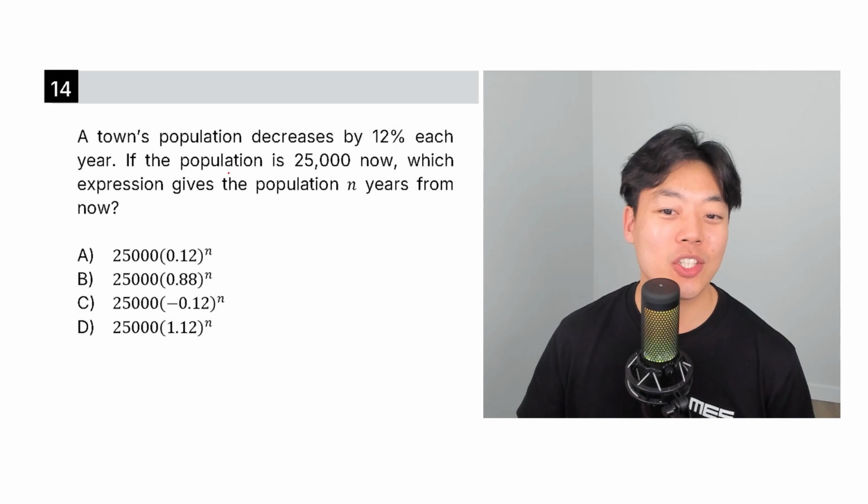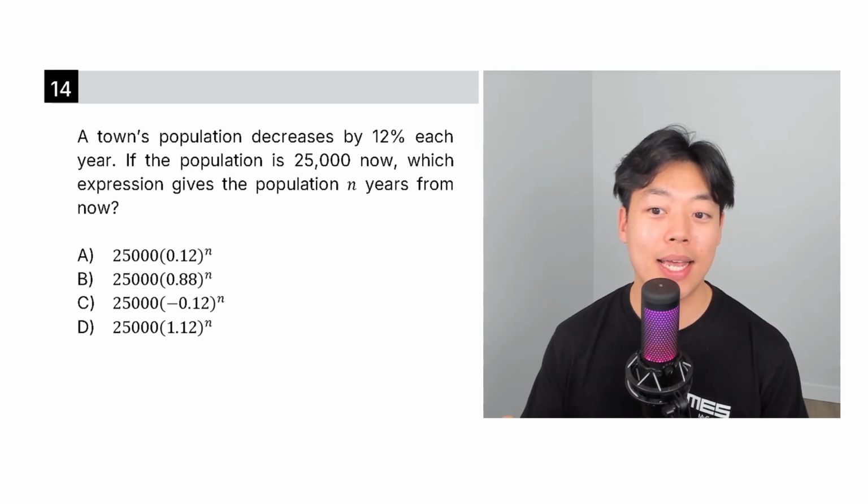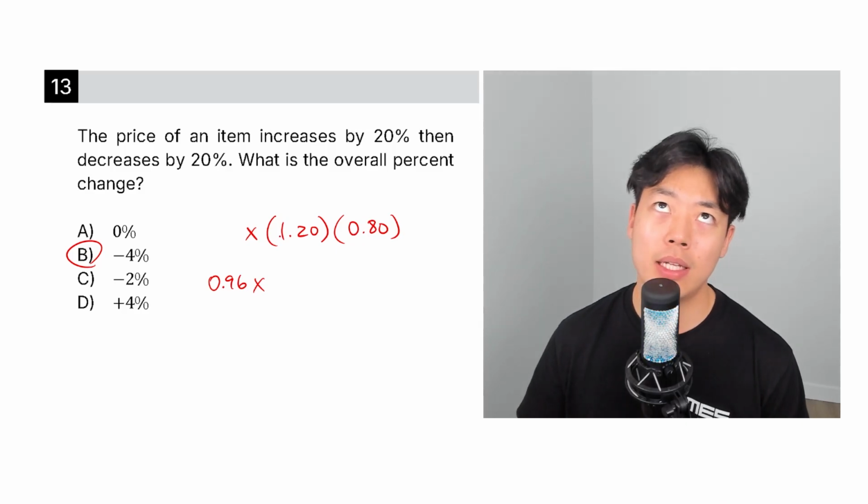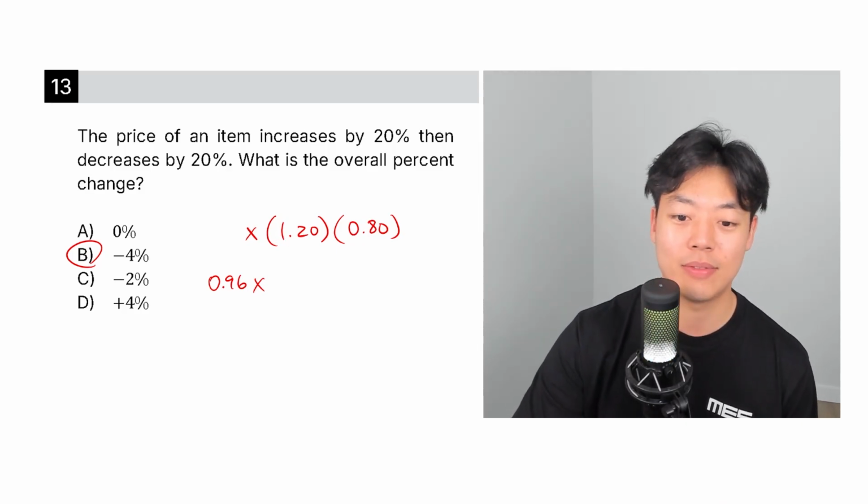A town's population decreases by 12%. Wait, let me just make sure I did this one correctly. 8 times 8 times 1, 8 times... Okay, great. Yeah, we did it correctly.